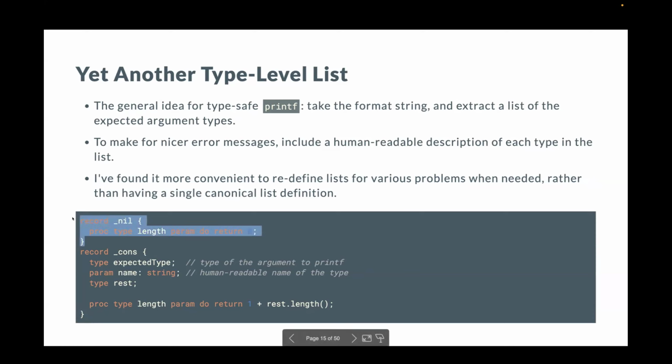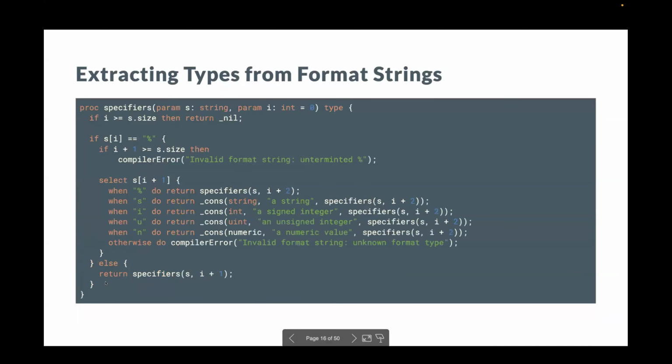In this case, I still have a record nil, but this time I added a type level method to it called length, which for the empty list returns 0. And I have cons, which encodes some format specifier and a list of the remaining format specifiers stored in rest. So here, the expected type is the type the user is supposed to pass to the printf function, and the param name is the human readable name of the type that we should print. And then I also define a length function, which is 1 plus whatever the length is of the remainder of the list.